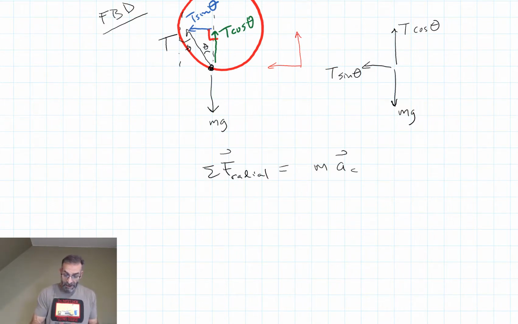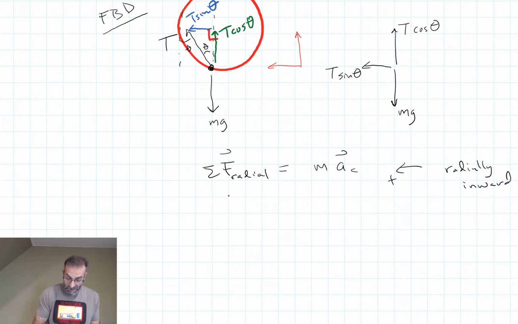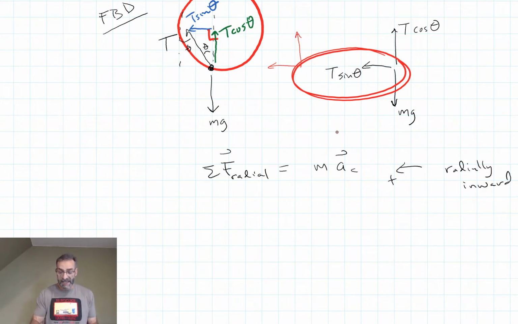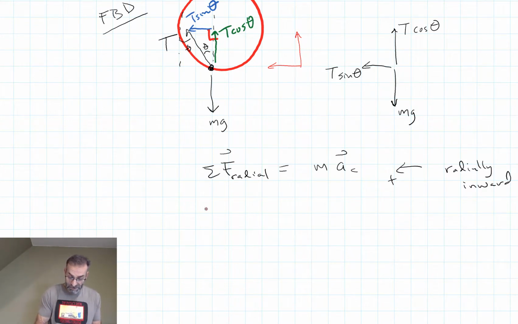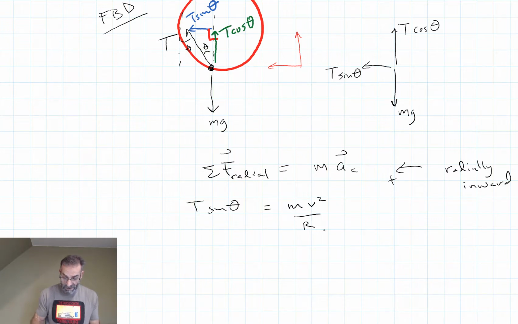And I'm going to add them all up. I'm going to pick toward the center of my circle as the positive direction, radially inward. And that means I only have one force in that direction. That's the component of the tension toward the center of the circle, T sine theta. And that has to be m v squared over r.